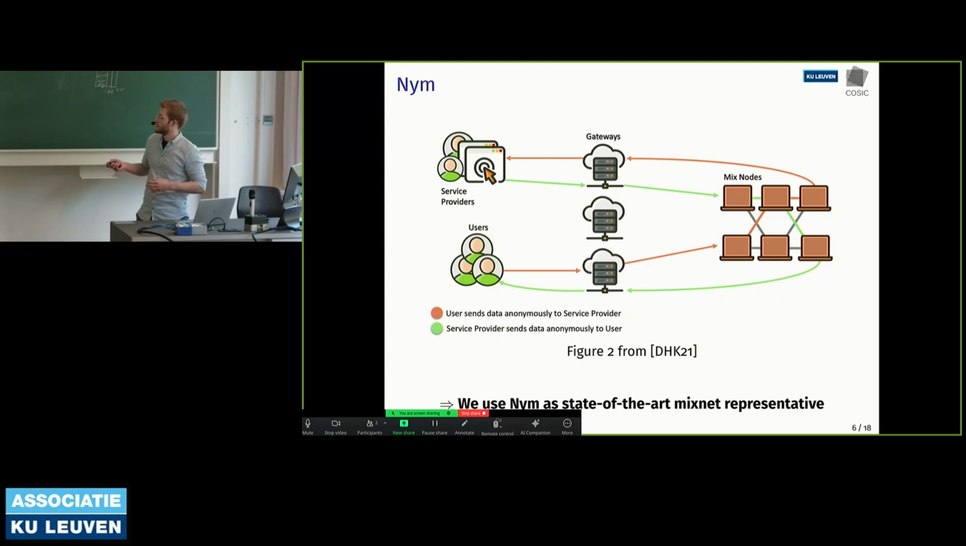So if a user sends a packet towards the service provider, it might pick these 3 mixes to go through, and then it reaches the service provider eventually, and they will send it back through a different route that they picked.